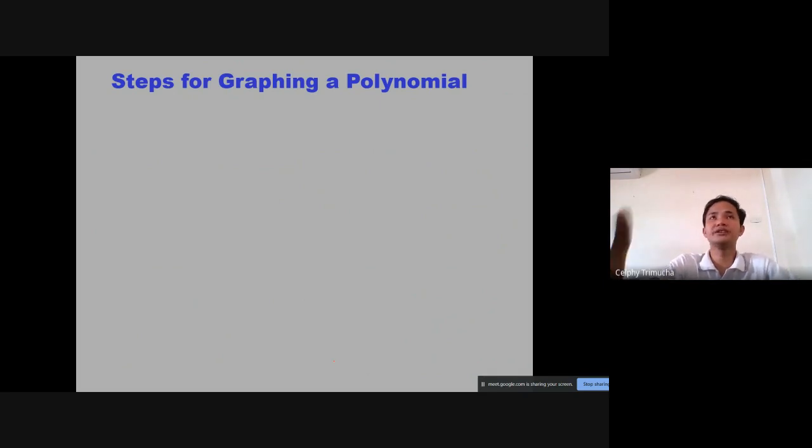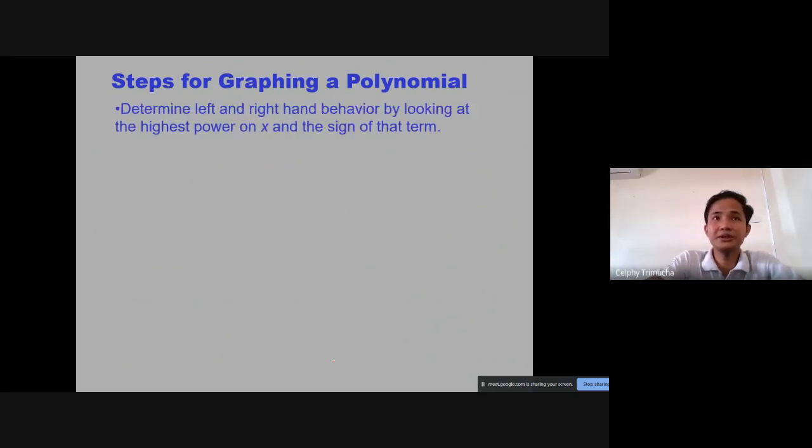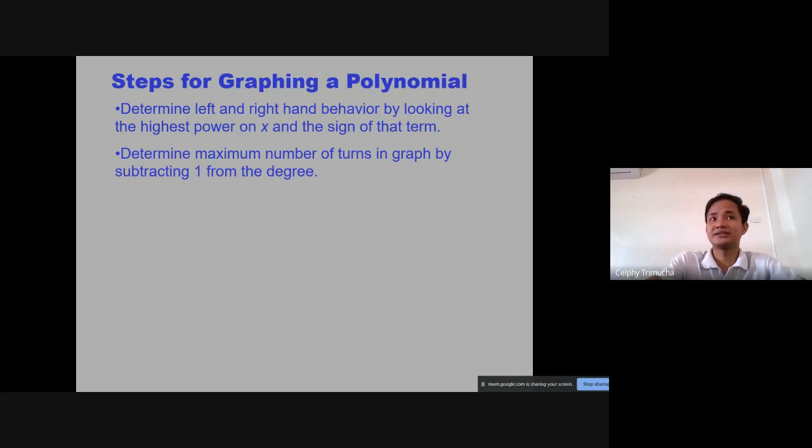Okay, so here are the general steps for graphing a certain polynomial. Determine the left and right hand behavior by looking at the highest power on x and the sign of that term. So next, kaya una tayong ginhimo kagina, pwede na natin ma-identify dayon kung ano itong left and right hand behavior kung tanawan natin ang highest power on x, kag ang sign.